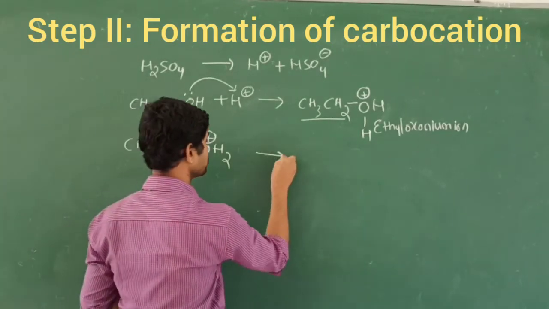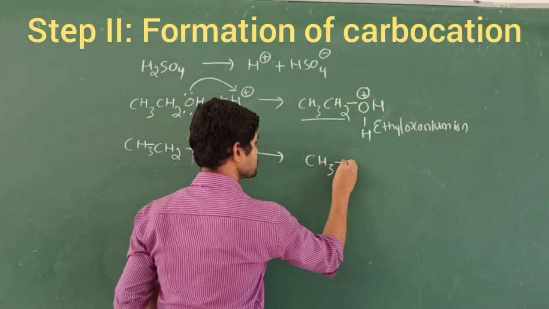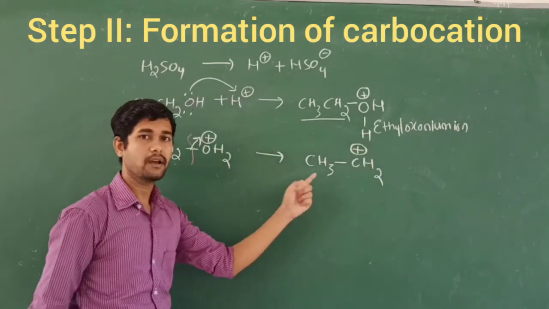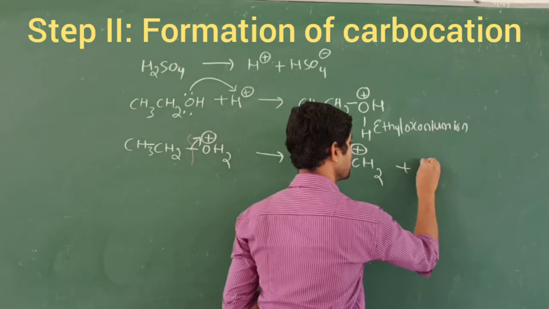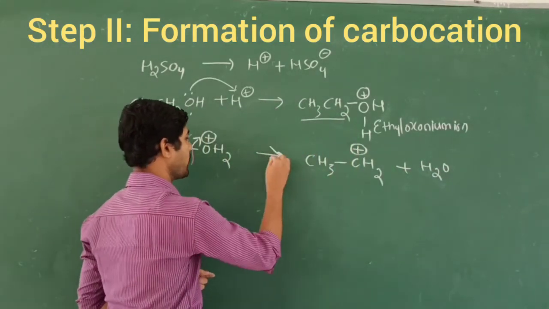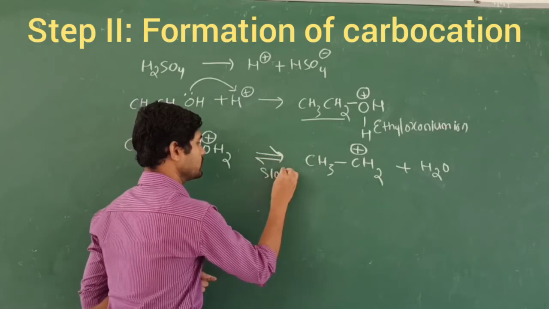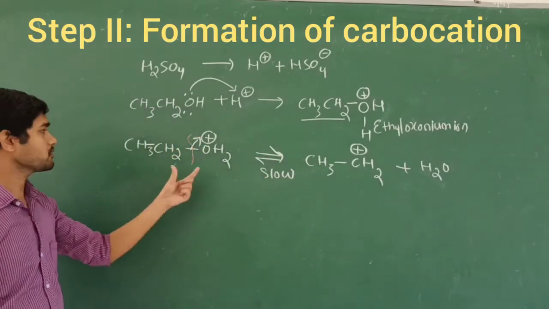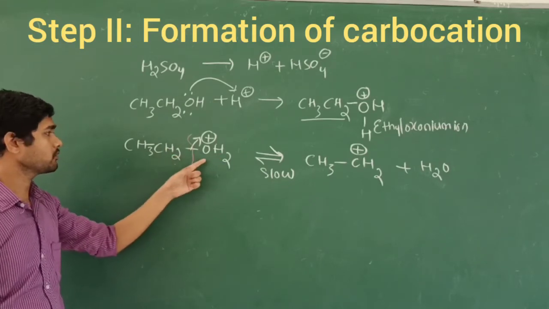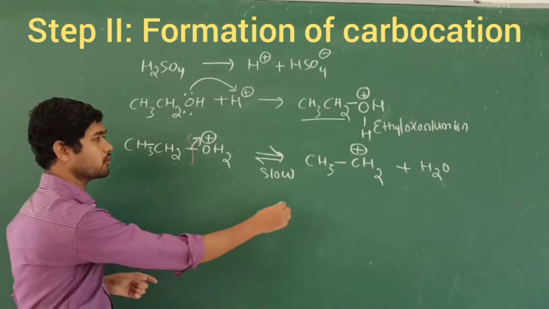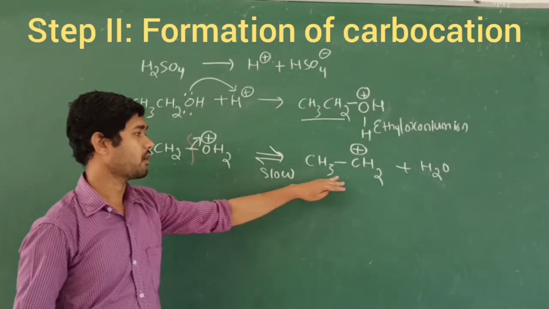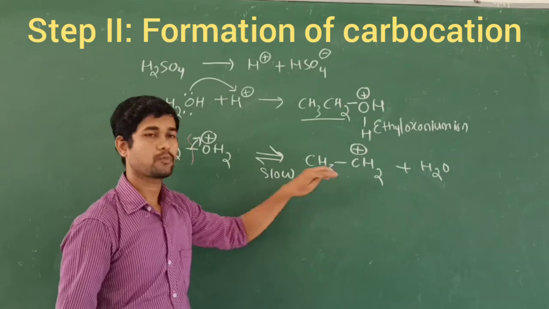and this bond returns. Now it is going to form the cation, CH3CH2+. So like this we form the carbocation and also remove the water molecule. This step is called the slow step and also the rate determining step. It is a slow step because when it loses the stable water molecule it takes a little time. So in order to remove the water molecule we form the carbocation. This is step 2, formation of the carbocation.